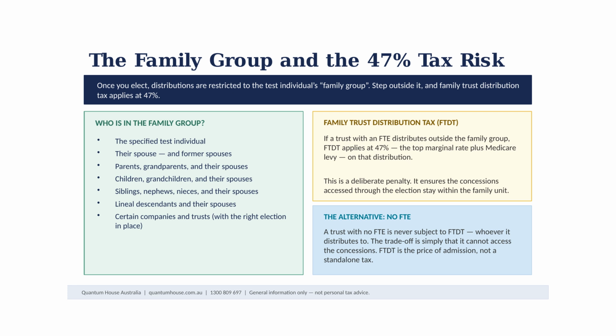It's a deliberate penalty, designed to keep the concessions within the family. A trust with no election never faces this tax, but it can't access the concessions either. The distribution tax is simply the price of admission.